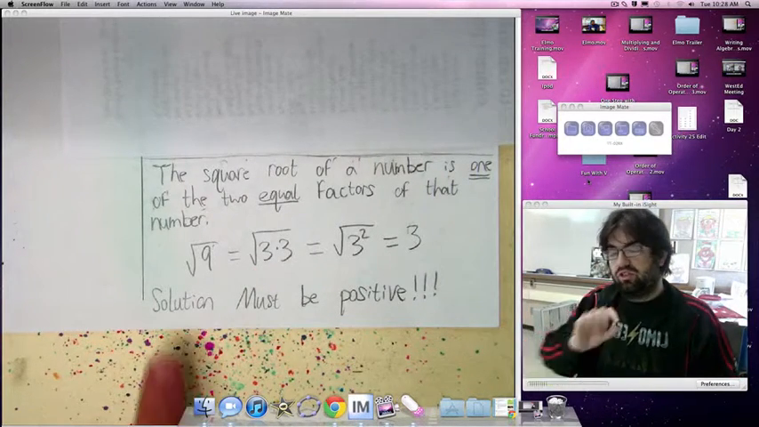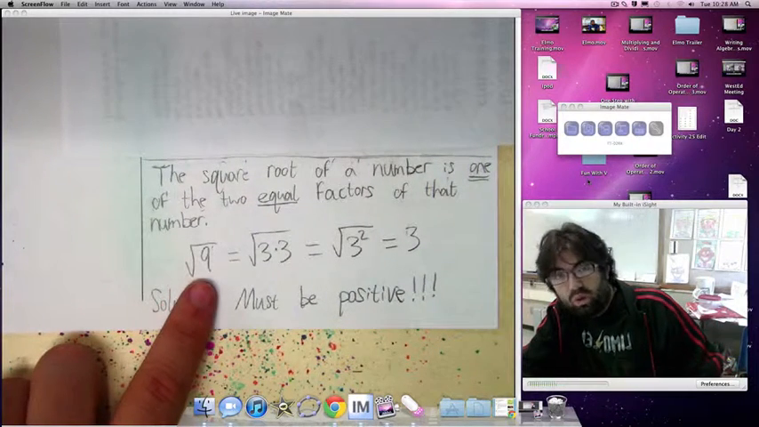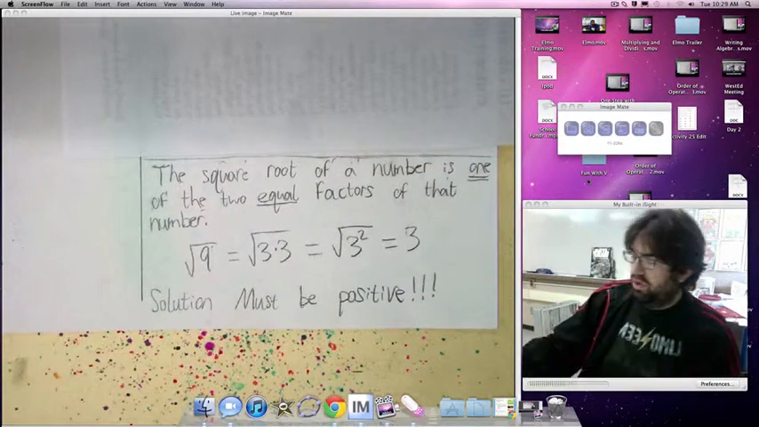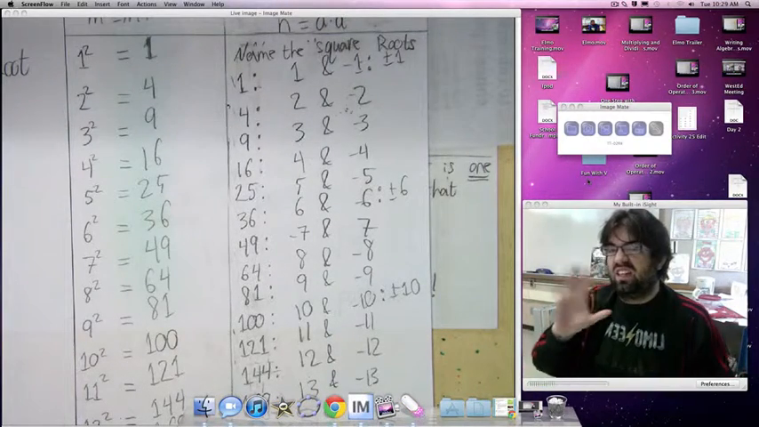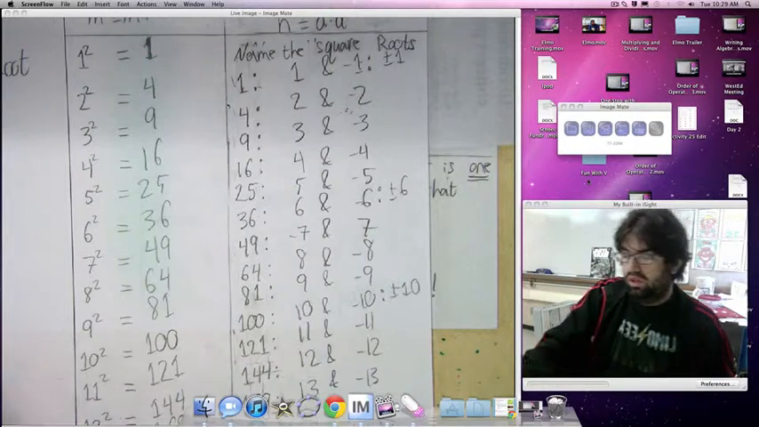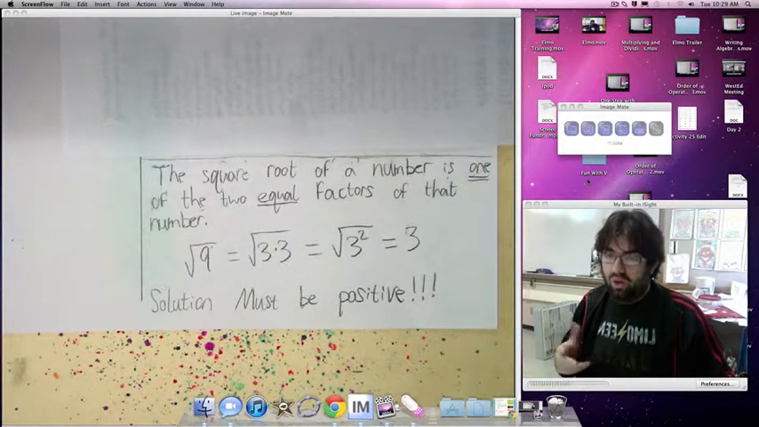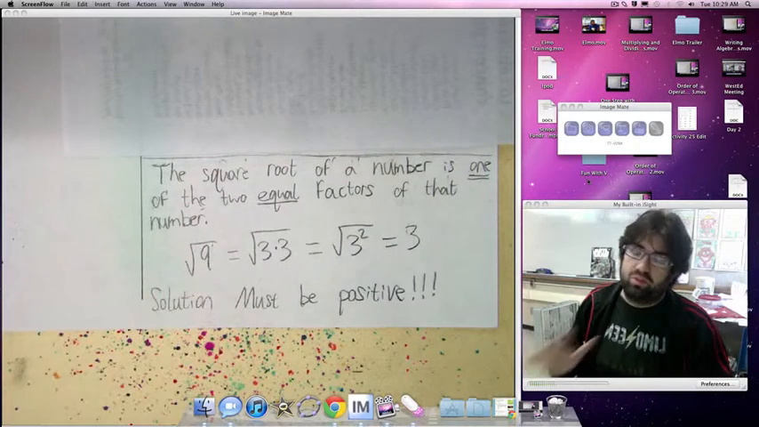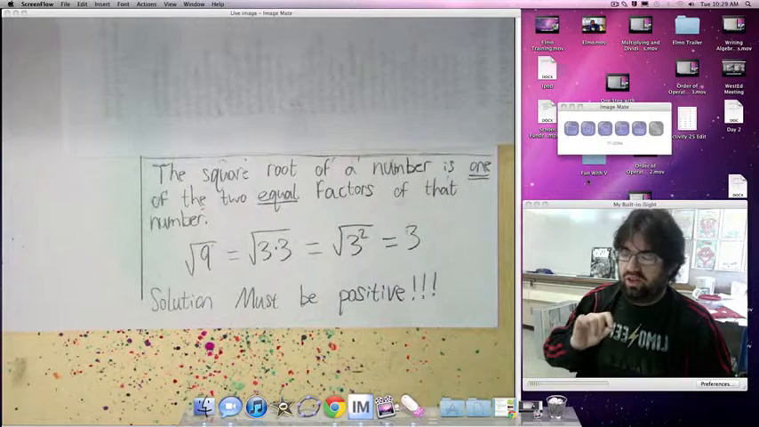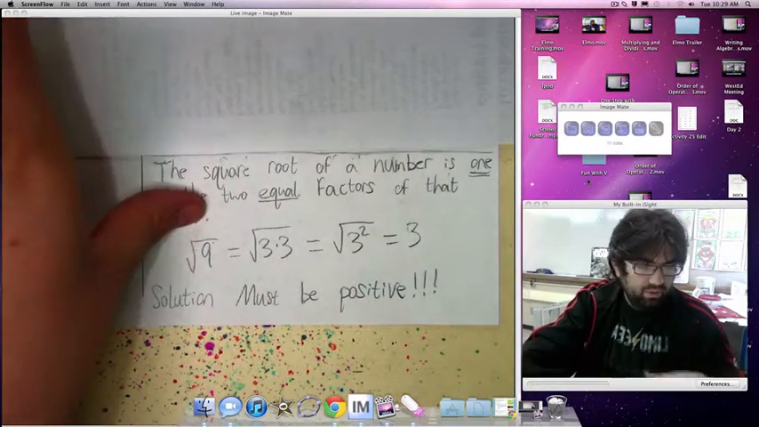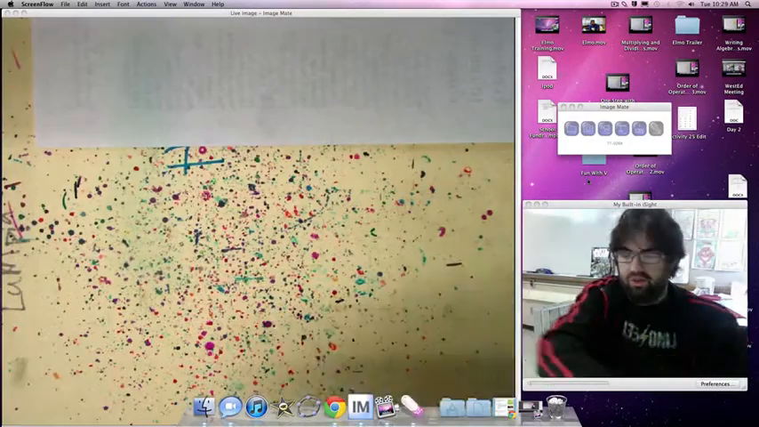Another thing is this. The solution must be positive if it starts with the square root. What about over here? They didn't start with square roots. That was just name the square roots. Very different question over here. So if it starts with the square root, you don't have to put two different answers. If it doesn't start with it, you have to put two different answers. Let's do a few examples.